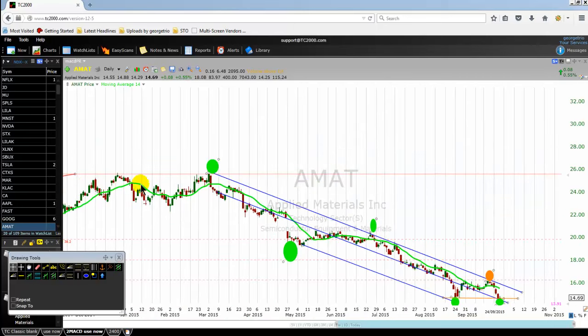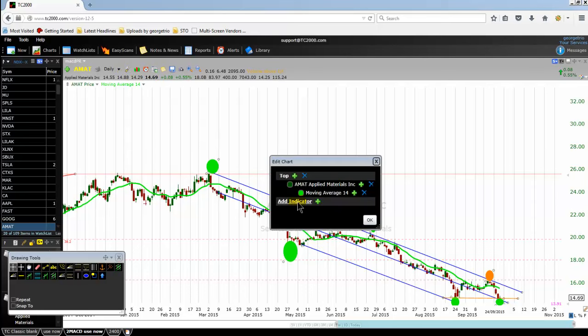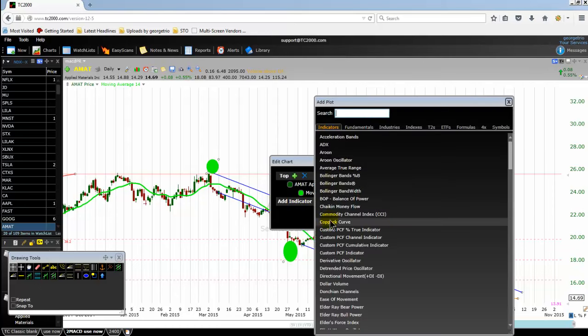Now, there were some changes to my chart because my screen was frozen. So I have to put back again my CCI indicator, period 14.